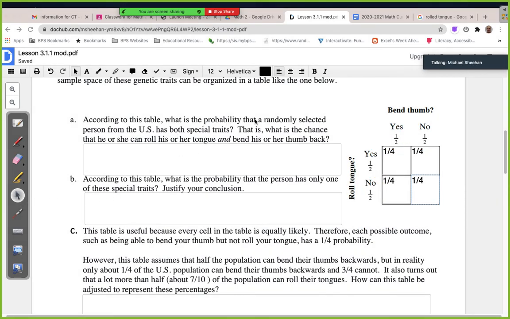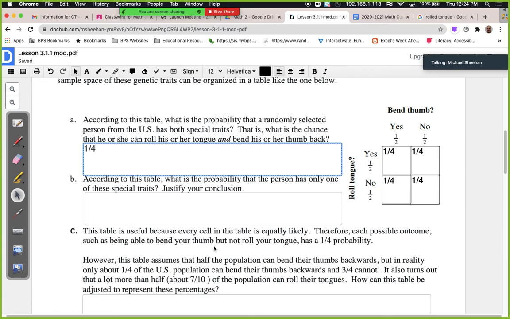All right. So according to this table, what is the probability that a randomly selected person from the U.S. has both special traits? What is the chance that he or she can roll their tongue and bend their thumb back? Well, it's 1/4. All right.